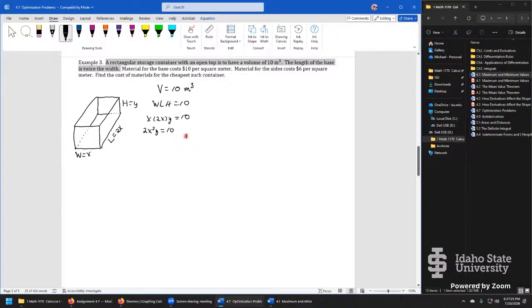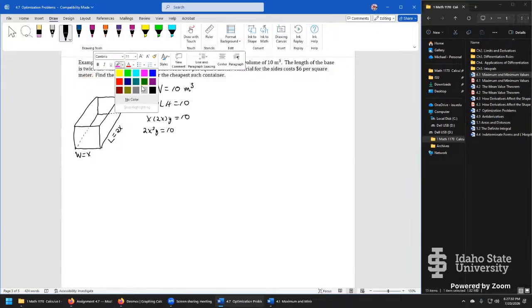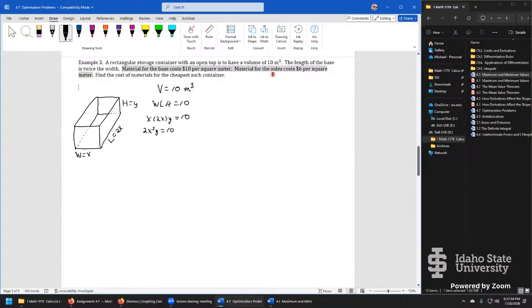Now we're ready for material costs. So that's going to be our next thing to take a look into. Any questions to this stage of the analysis?